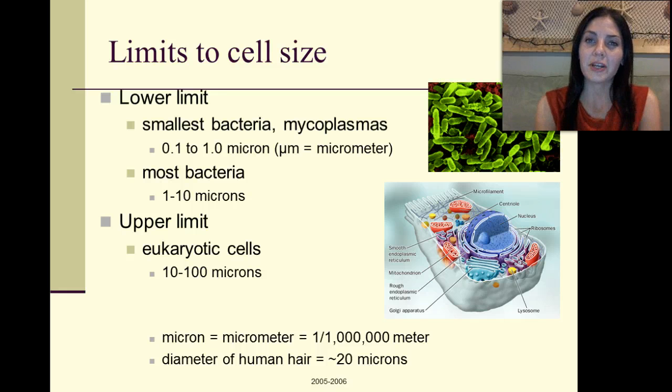The upper limit, meaning the larger of the cells, are eukaryotic cells. Eukaryotic cells range in size from 10 to 100 microns. 1 micron equals a micrometer, and 1 micrometer is 1/1,000,000th of a meter. Just to give you a point of reference, a human hair has a diameter of approximately 20 microns.